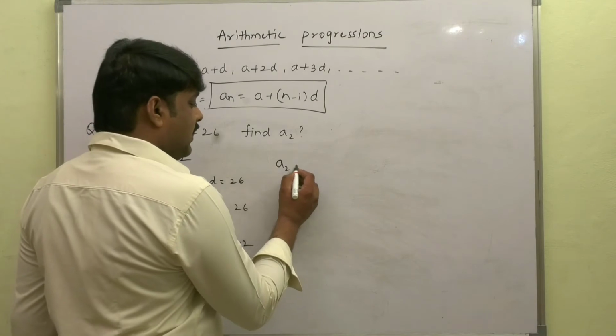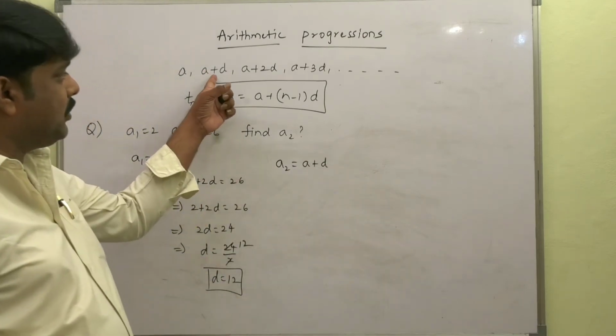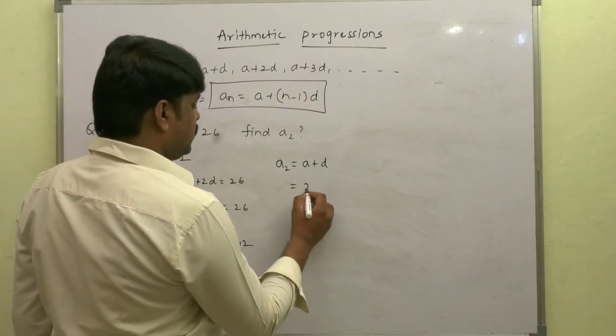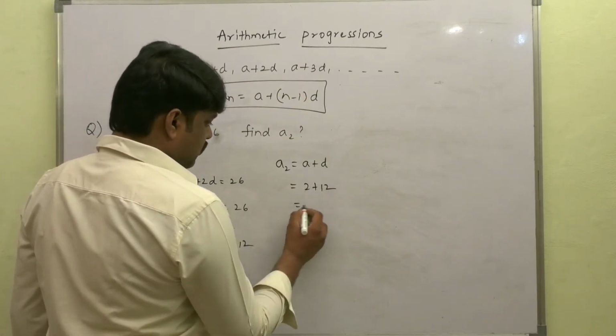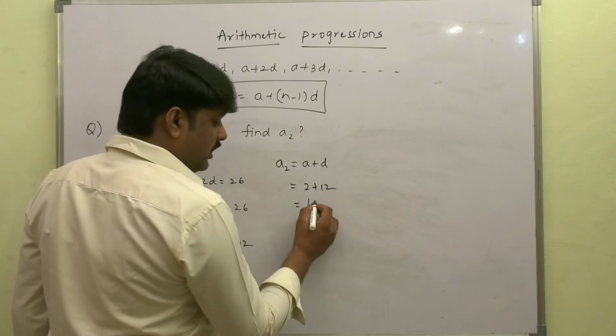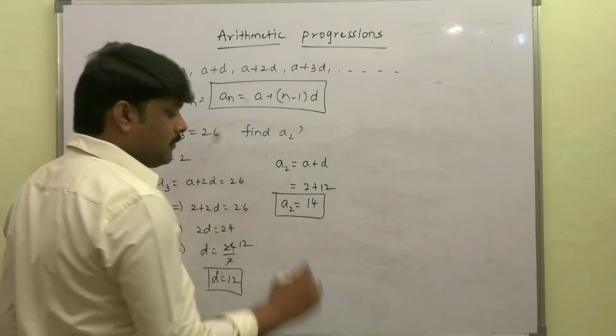A2 is nothing but a plus d, the second term of the given arithmetic progression. Here a value is 2, d value is 12. 2 plus 12 is 14. A2 value is 14.